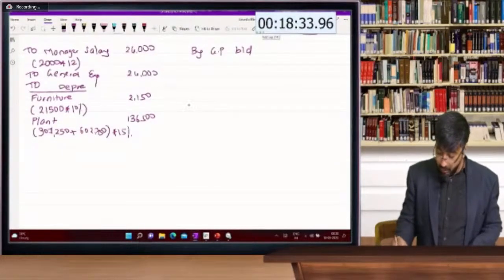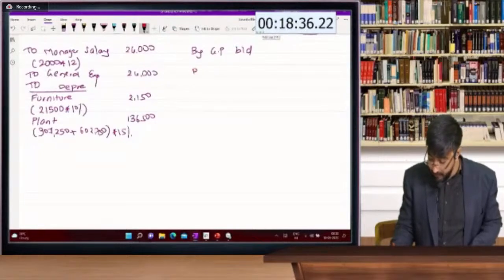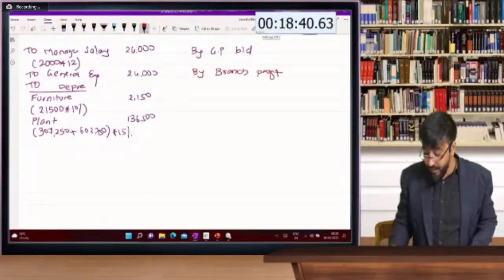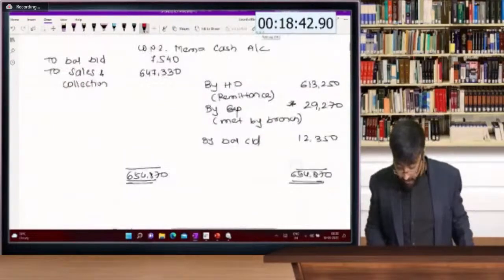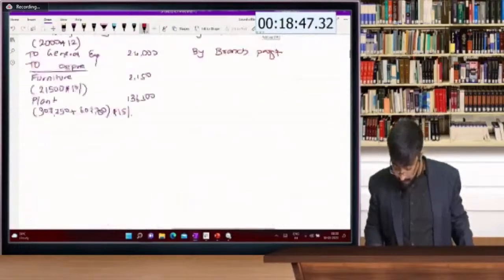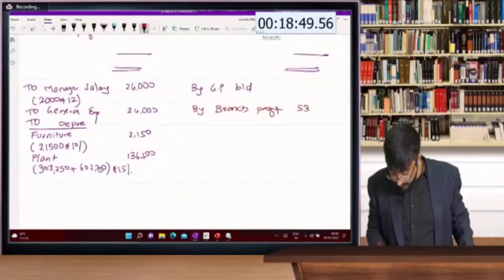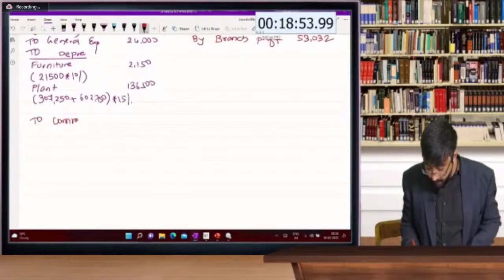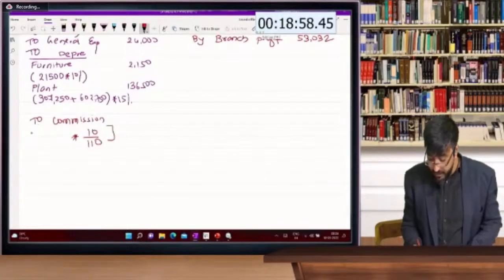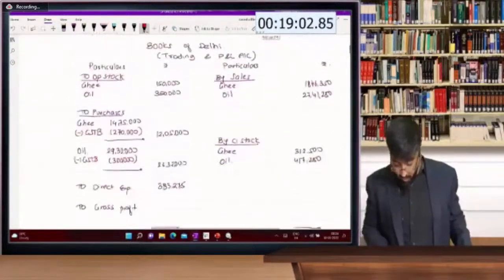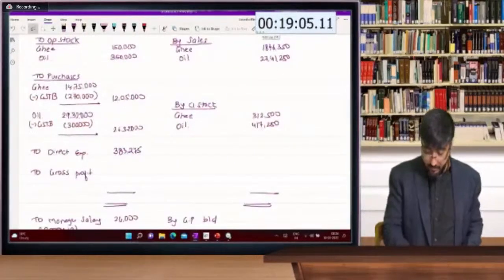Very, very important point. Now red pen. By branch profit, we will club branch profit in P&L. Branch profit we already got, branch profit 53032. And then red pen से to commission, whatever profit before commission, that will be the same adjustment, into 10 upon 110. Chalo, now calculate gross profit fast.